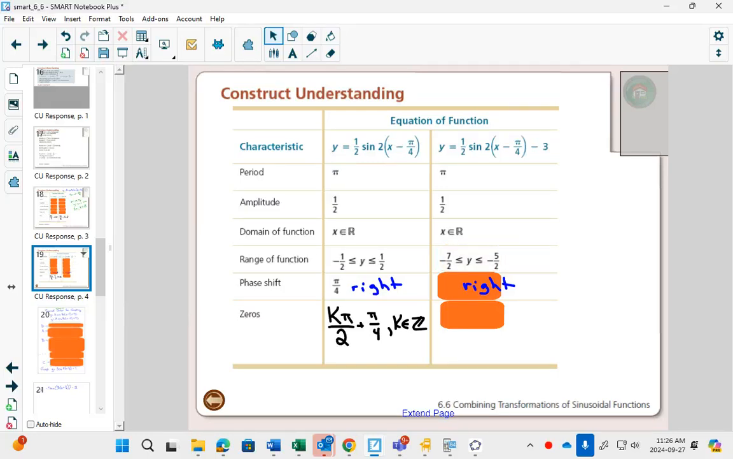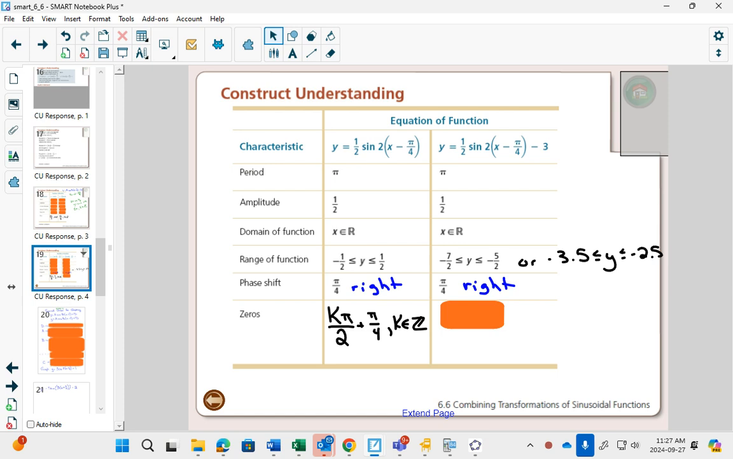So now, you could write it this way, or if you like decimals, if minus 3 is your center line, then you went up a half, you get to minus 2.5. Down a half, you get to minus 3.5. That's your new range. You're still shifting your graph pi over 4 to the right.